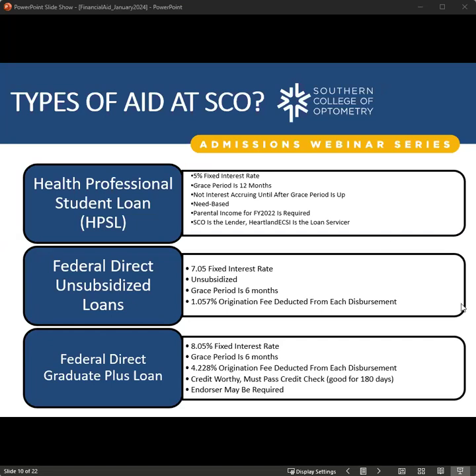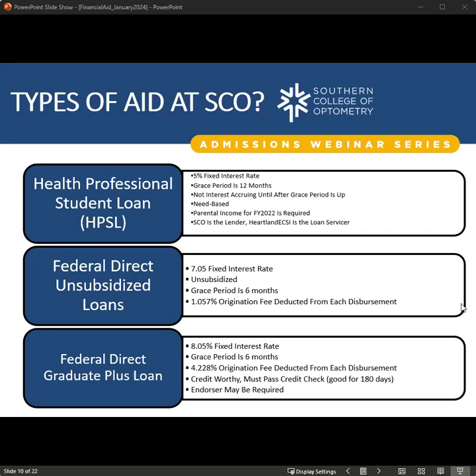The direct subsidized loan has a 7.05% fixed interest rate. It is unsubsidized, meaning it is not need-based. The grace period is 6 months, and there's a 1.057% origination fee. So once you determine how much money you want to receive, the Department of Education will deduct 1.057% from the amount that's called your gross amount. And we don't see that, and you won't see that either.